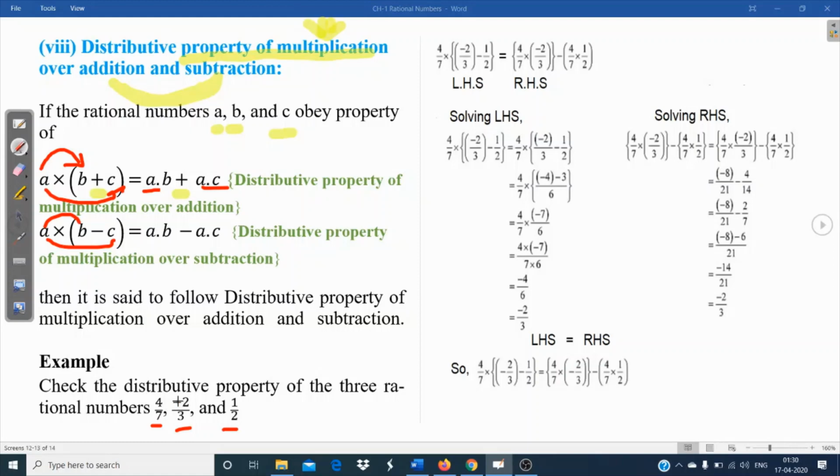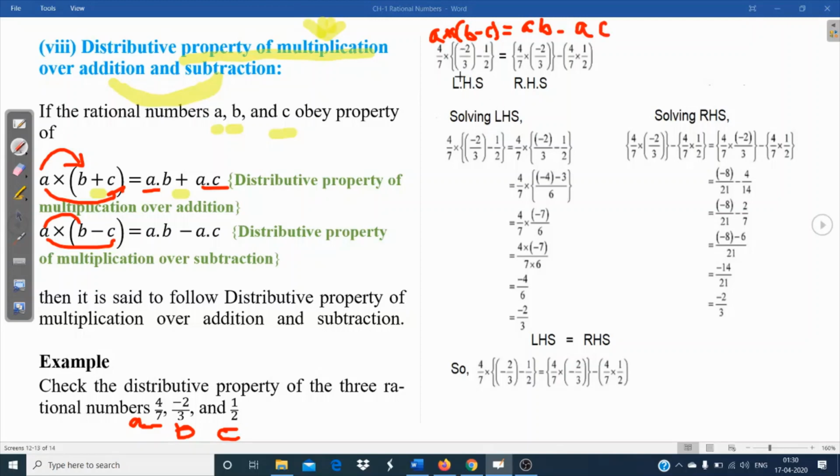Our a value is 4 by 7. This is your a, this is your b, minus 2 by 3, and our c value is what? 1 by 2. Now a multiplied by b minus c. You can see a is multiplied by b minus c. So what you will get? ab, the product of these two numbers, minus ac.